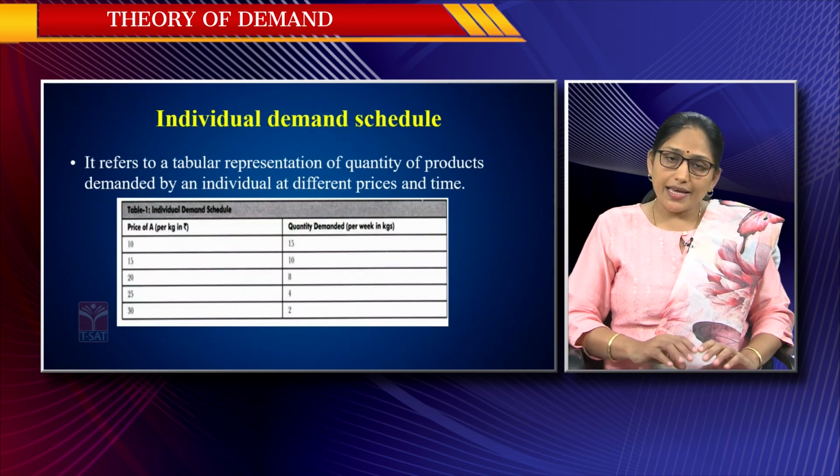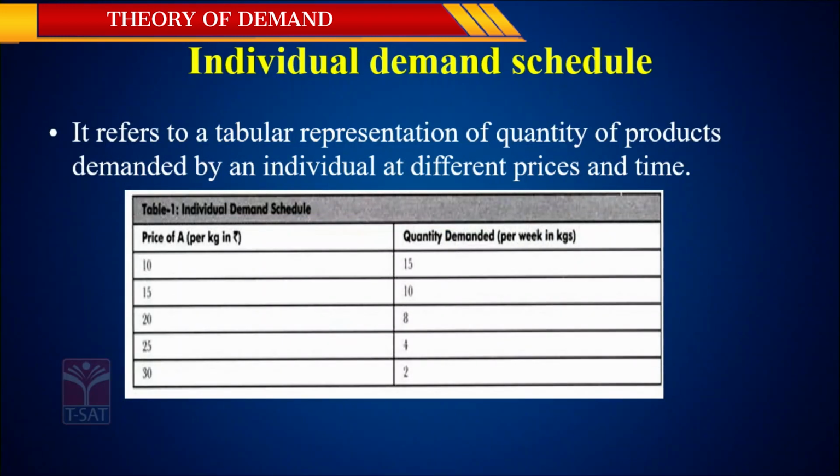For example, in a village, there is a farmer, and at a price of rupees 10, the quantity demanded by him is 15 kg per week. Likewise, at rupees 15, his demand is 10 kg, and at rupees 20, the demand is 8 kg. So, demand is declining according to the law of demand. As prices increase, demand declines. But this table shows an individual farmer's demand schedule.